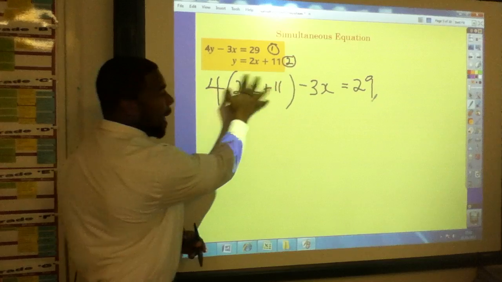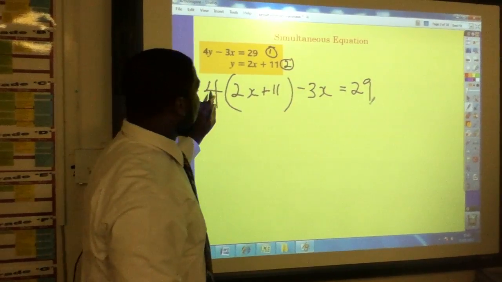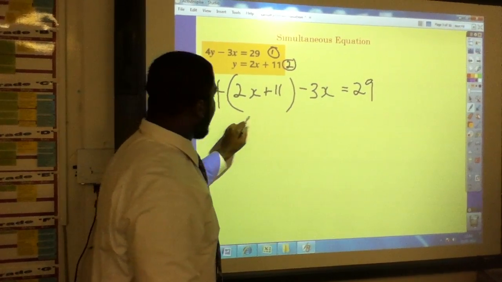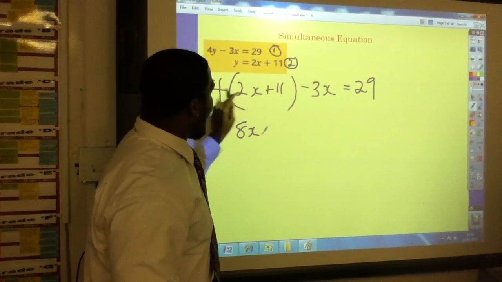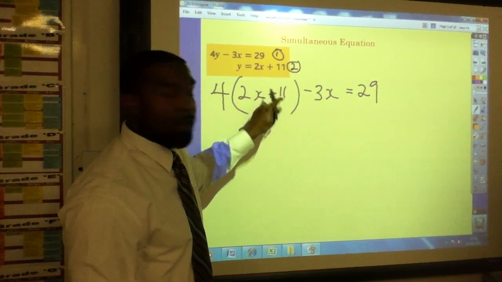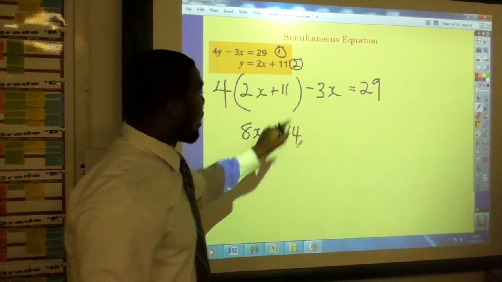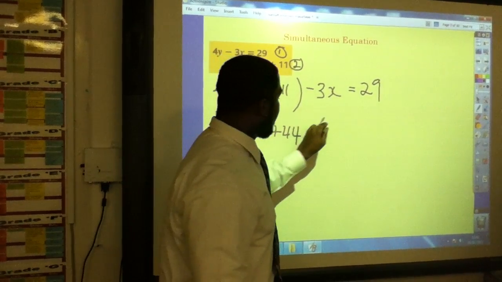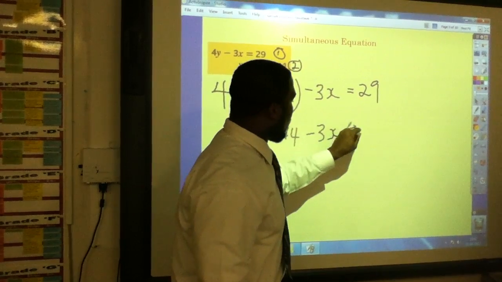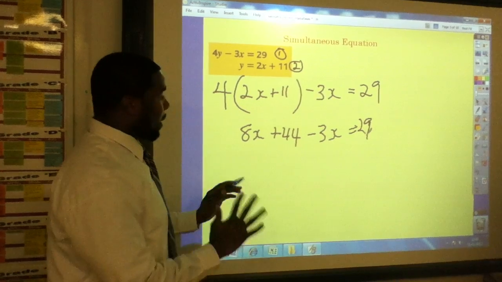Now I'm going to be expanding this bracket by clearing the bracket or multiplying it out, as we say. This is 4 times 2x is 8x, and 4 times 11 is 44, and that's a positive 44. Keep your minus 3x equals 29. So that's the next step.